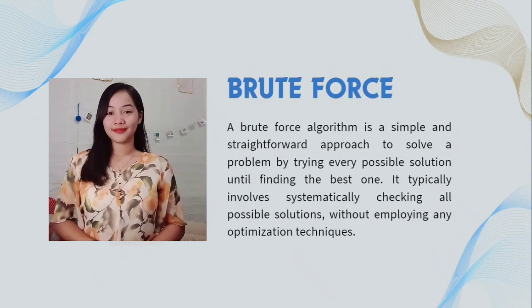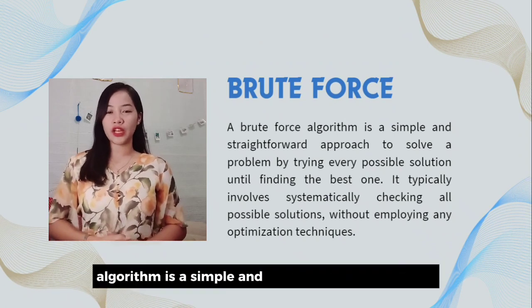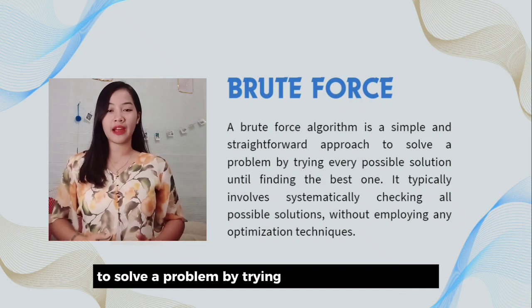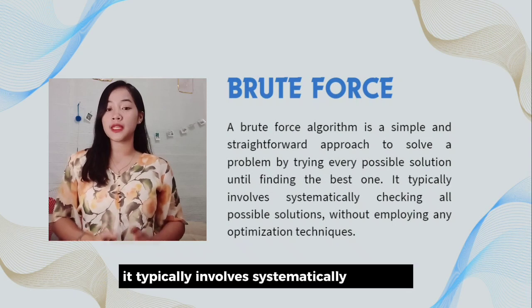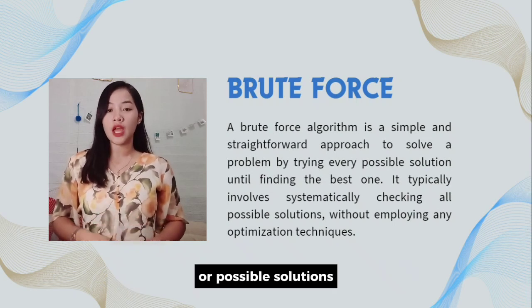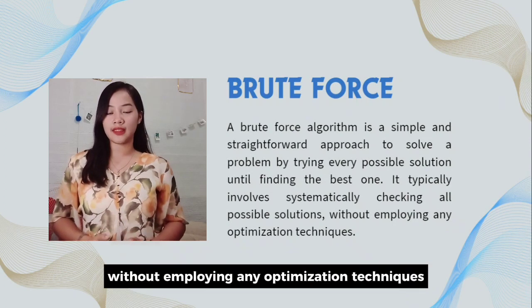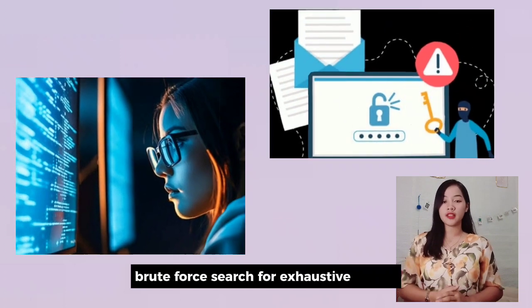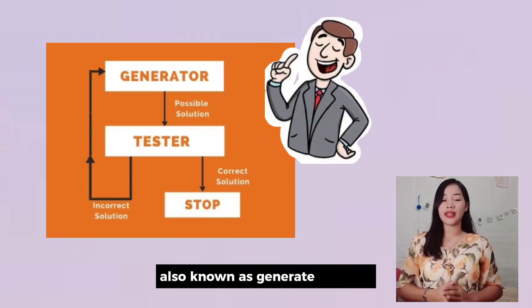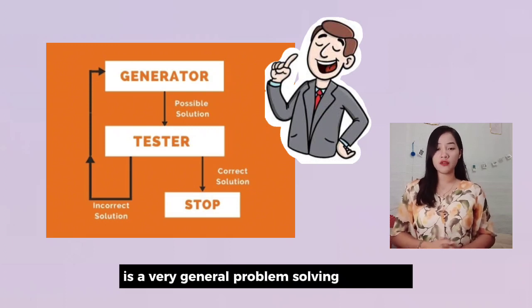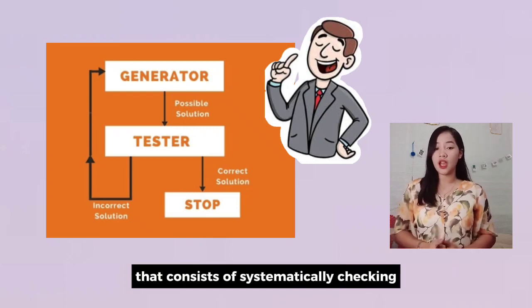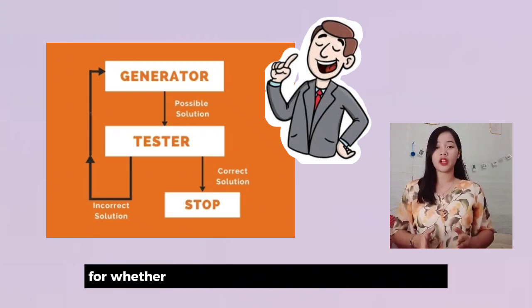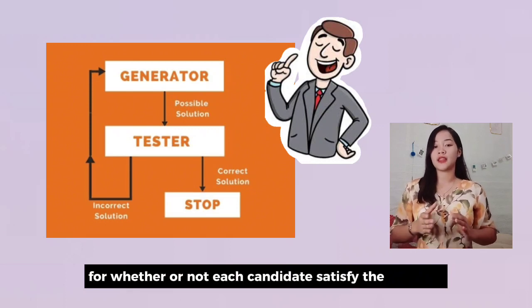A brute force algorithm is a simple and straightforward approach to solve a problem by trying every possible solution until finding the best one. It typically involves systematically checking all possible solutions without employing any optimization techniques. In computer science, brute force search, or exhaustive search, also known as generate and test, is a very general problem-solving technique and algorithmic paradigm that consists of systematically checking all possible candidates for whether or not each candidate satisfies the problem statement.